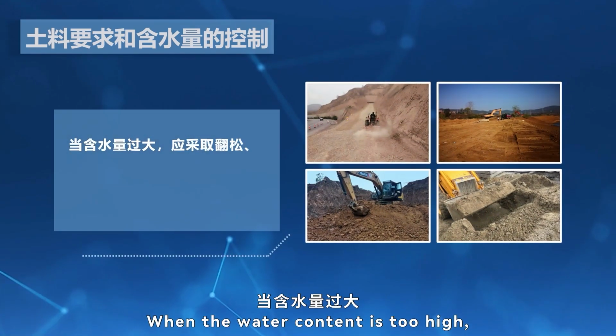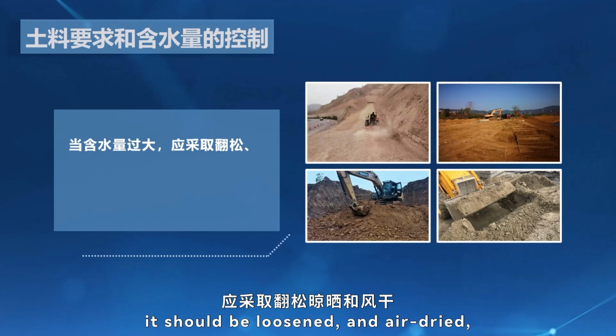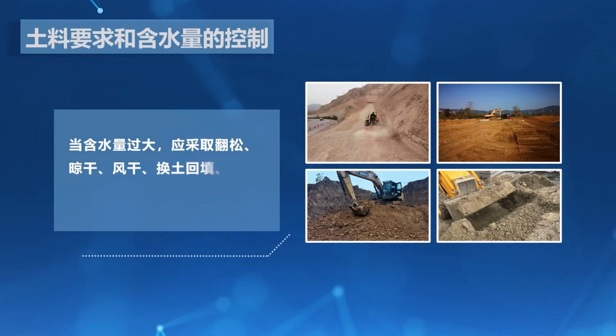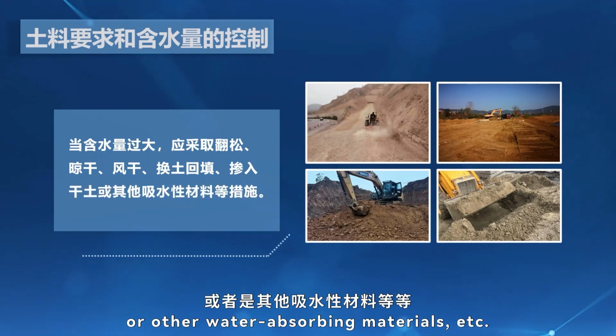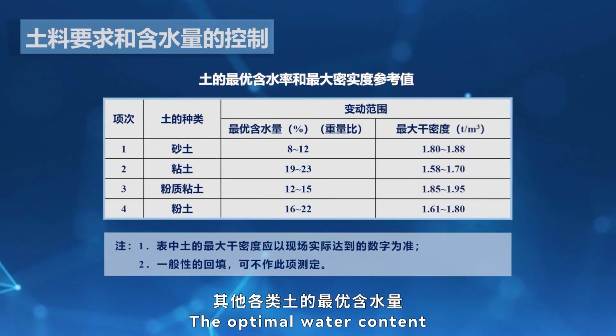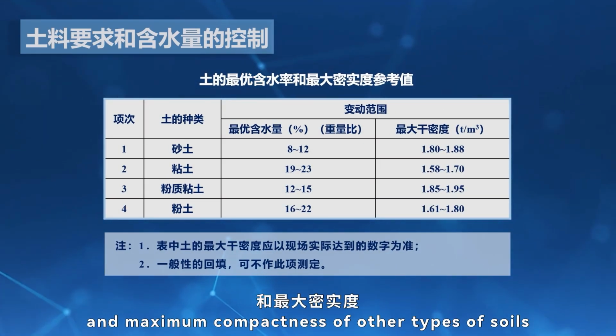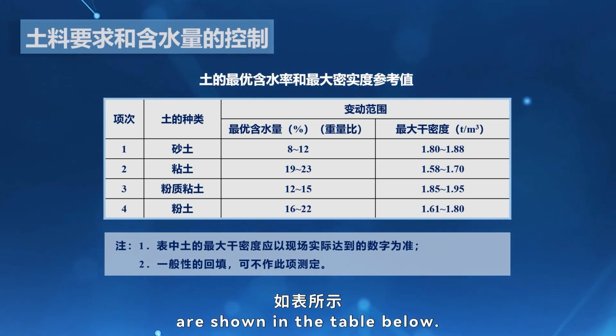When the water content is too high, it should be loosened and air-dried, replaced with soil, or backfilled with dry soil or other water-absorbing materials, etc. The optimal water content and the maximum compactness of other types of soils are shown in the table below.